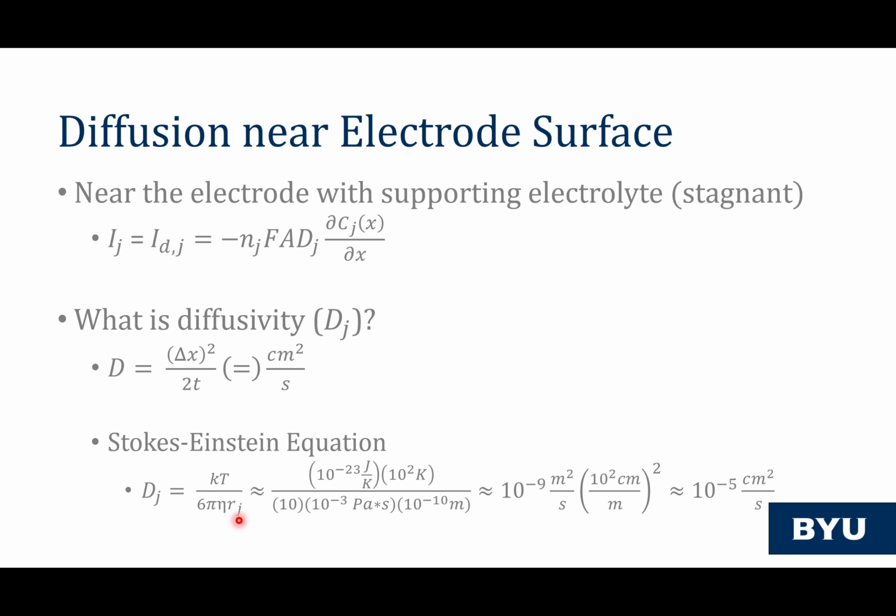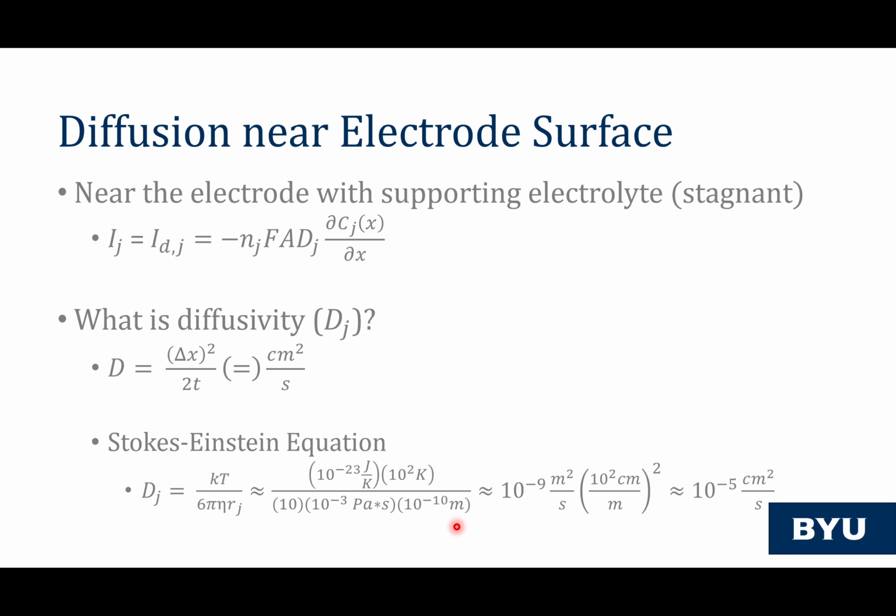So if we do an order of magnitude analysis on this to see, hey, do we get close to literature values? Well, we can plug in Boltzmann's constant as 10 to the minus 23 joules per Kelvin. Let's say we're running at room temperature, so 300 Kelvin. We can approximate this: 6 pi is 10. The viscosity is 10 to the minus 3 Pascal seconds. That's the approximate viscosity of water. And then let's say that our analyte is an angstrom across.